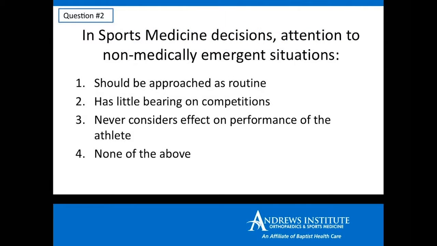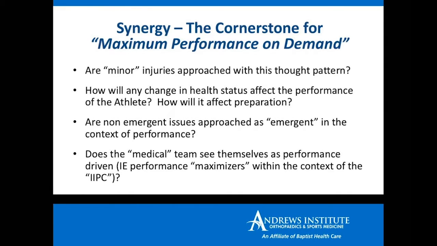So, sports medicine decisions, we'll talk about this in a second when we finish at the end. These are some questions to think about. So, in the end, are minor injuries approached with this thought pattern? How will anything change to affect the performance of the athlete? Are non-emergent issues treated as emergent? Does the medical team see themselves as performance-driven, i.e. maximizers of performance within the context of that injury illness performance continuum?